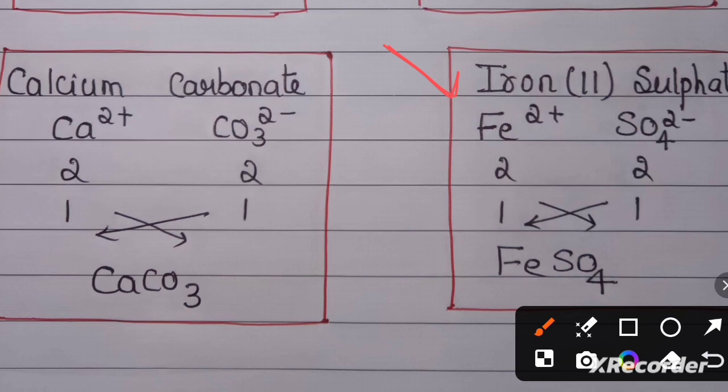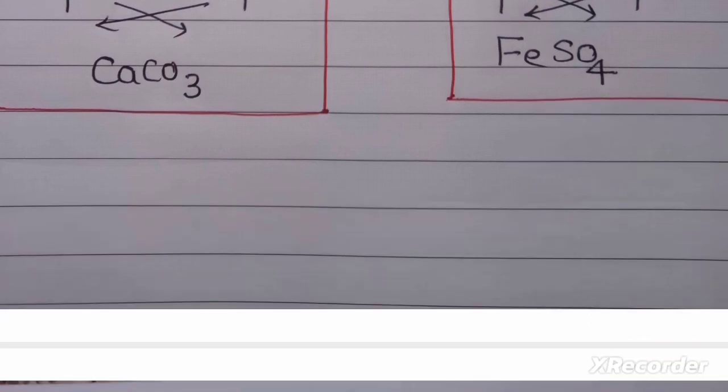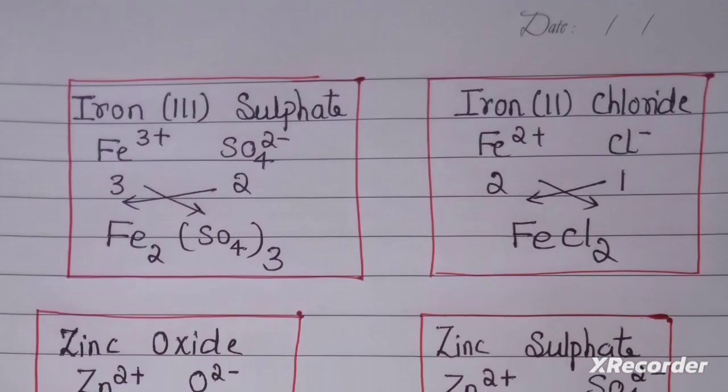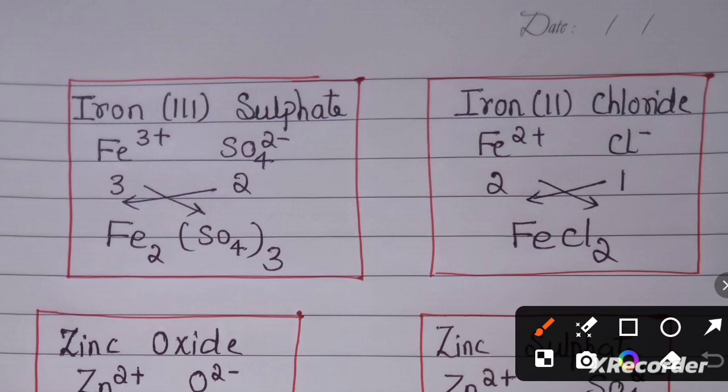Likewise, iron 2 sulfate, ferrous sulfate. Ferrous ion formula Fe2+, whose valency is 2. Sulfate ion formula SO4 2-, valency is 2. As both have the same valency, take the simplest ratio and write ferrous one time and sulfate one time. So the formula is FeSO4.